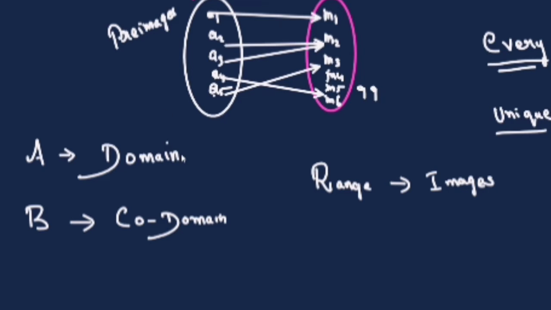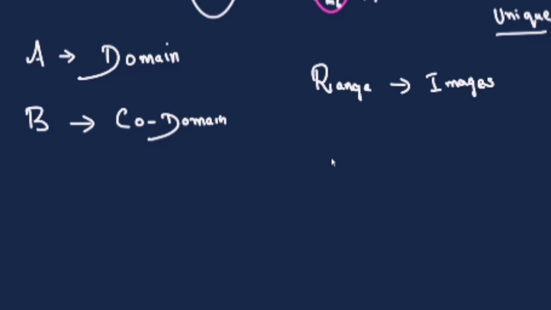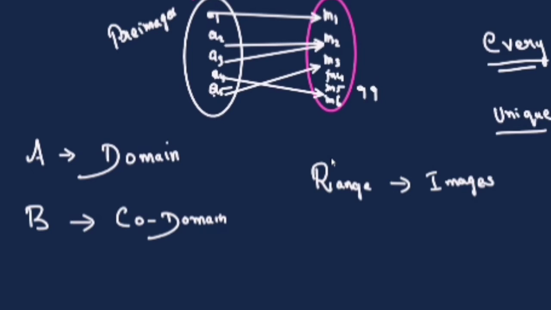You should know these terms. Domain is the set A, the first set. Codomain is the second set, and the range is the images, the elements which are mapped. The definition of function is, every element in the set A should have a unique element in the set B. So when will a relation become a function? A relation becomes a function if each element in the domain A is mapped to exactly one element in the set B.